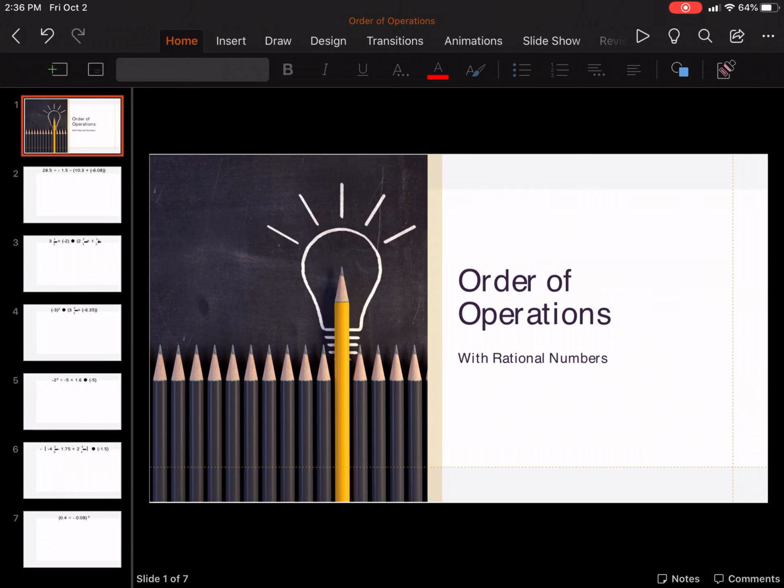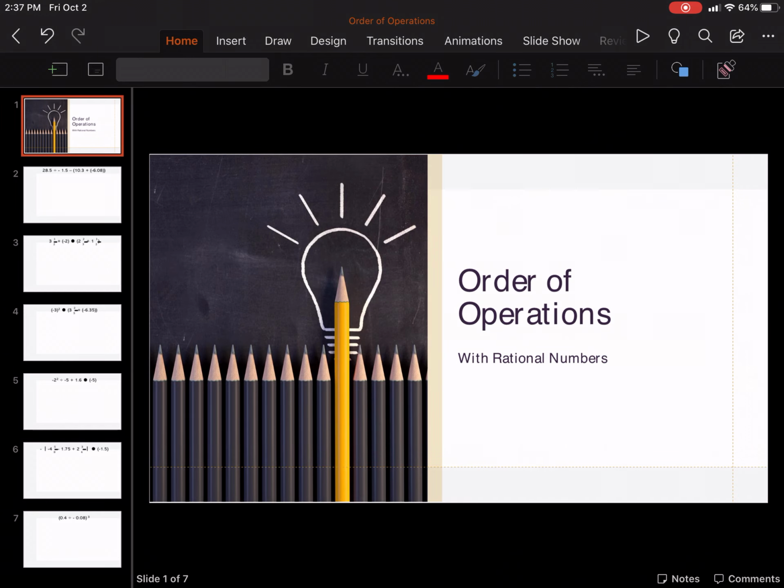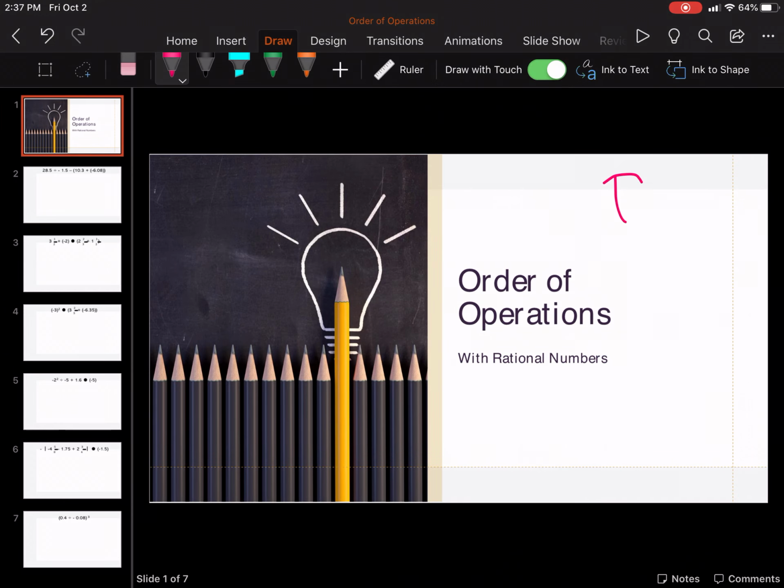Hey guys, in this video we're going to go over order of operations with rational numbers. So that's more of your decimals and your fractions and your positives and negatives. So remember, order of operations is please excuse my dear Aunt Sally. And remember, you've got to multiply and divide left to right.